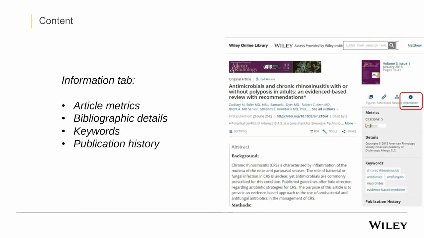On the right-hand side of the page, there's additional information displayed on a rail that users can also utilise to their advantage. The first is the information bar. Here you can see article metrics like citations or altmetrics, which can give you a sense of how much the article has been discussed online. Bibliographic details, keywords, which can be utilised for further searching, and publication history from manuscript to publication where available.